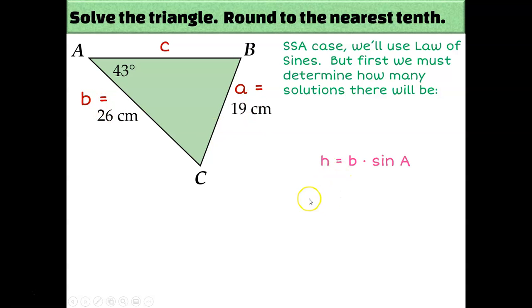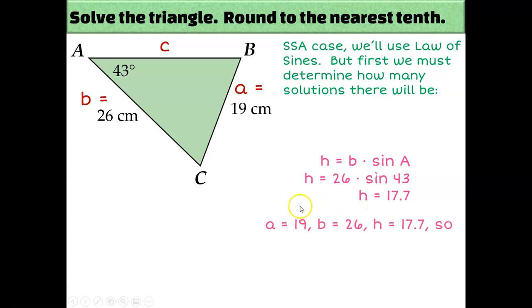The height is equal to little b, which is 26, times the sine of big A, which is 43. And your calculator will tell you that h is 17.7. So now we need to compare A, B, and H. A is 19, B is 26, and H is 17.7. So rearrange these numbers to be in order from biggest to smallest. That would be B, and then A, and then H. So B is greater than A, which is greater than H.